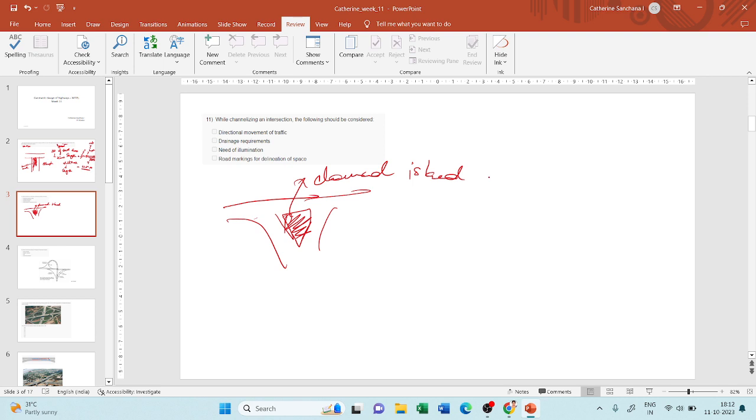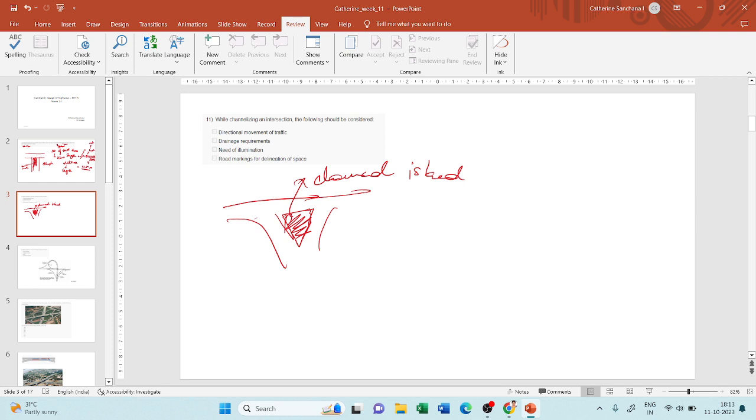Now they're asking, if you're planning to channelize an intersection, what considerations should be made. There are a few considerations. One will be that the design variations of the island should be studied to finalize the most suitable island for the traffic movements. So the shape of the island changes from location to location, right?